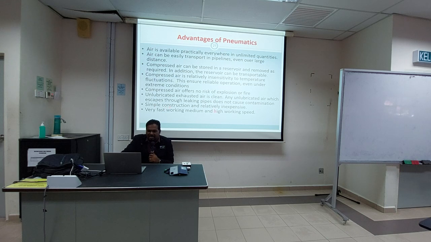Simple construction and relatively inexpensive. In industry, usually if the pressure is lower, you use pneumatic. Pneumatic is normally less expensive compared to hydraulic. Maybe one particular component you can buy for $10, but for hydraulic maybe you need to buy for $1,000. The difference is big. Another advantage of pneumatic is a very fast working medium and high working speed. It is fast because of air. So for stamping or moving, you can consider pneumatic.